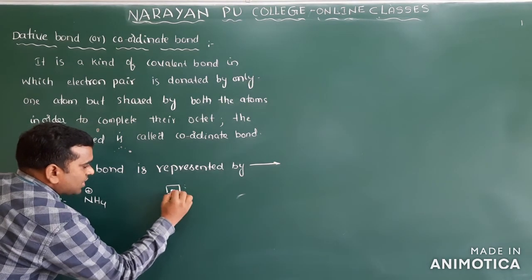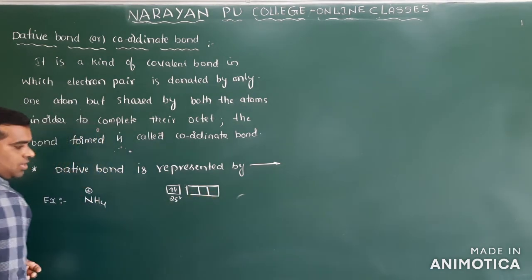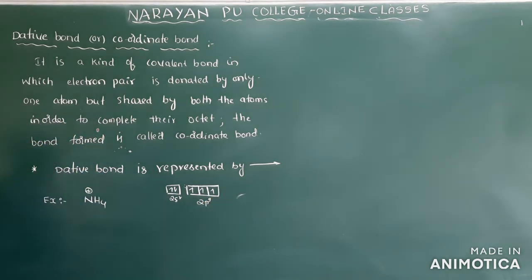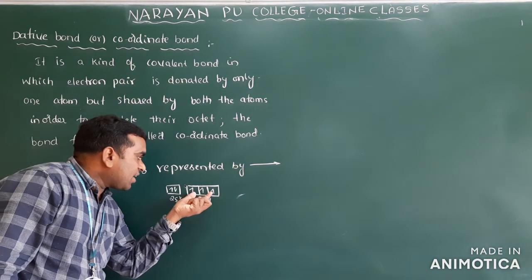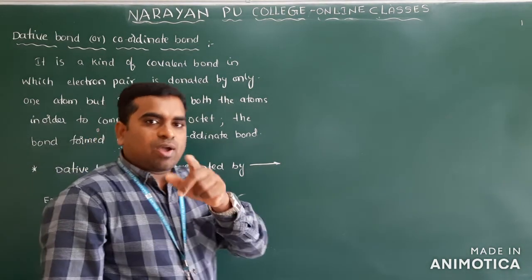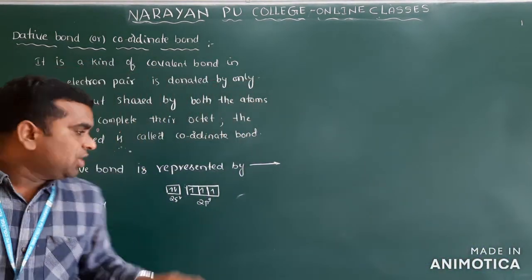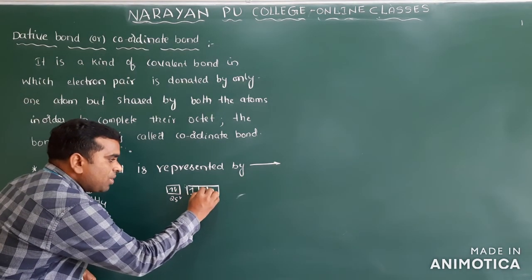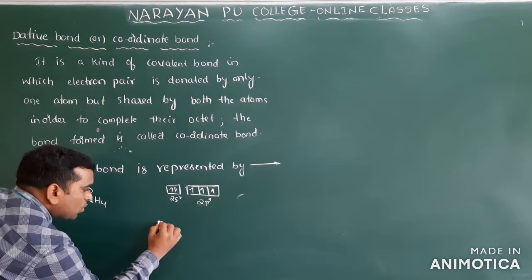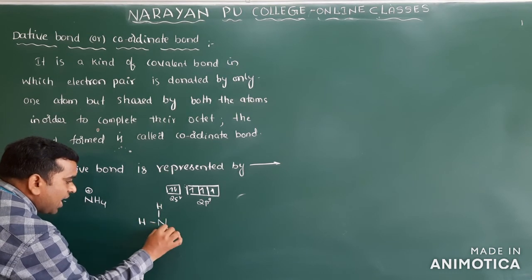Nitrogen has 2s2 and 2p3. This is the valence configuration of nitrogen. How many covalent bonds can nitrogen form? Only 3 bonds. Why? As I already mentioned, only unpaired electrons participate in the bond formation. So nitrogen forms 3 bonds with the 3 hydrogens.